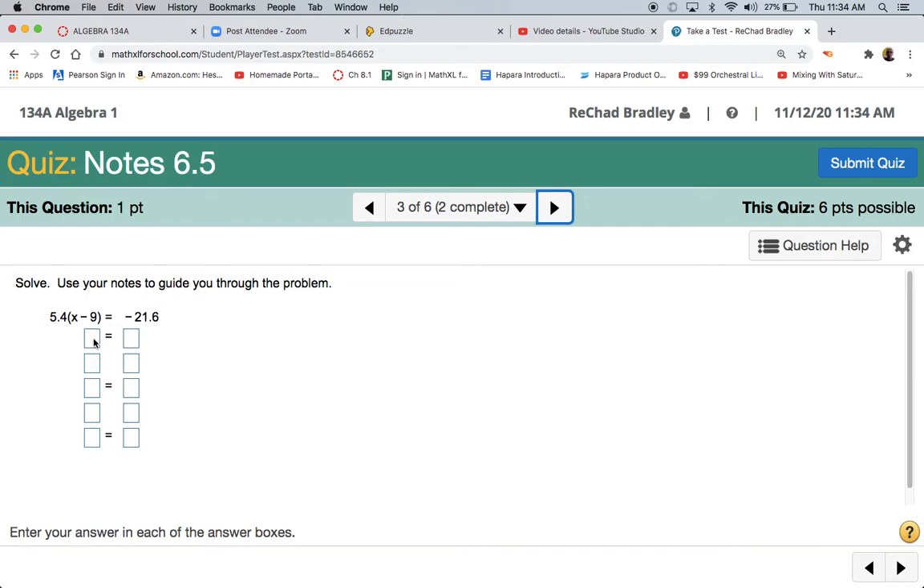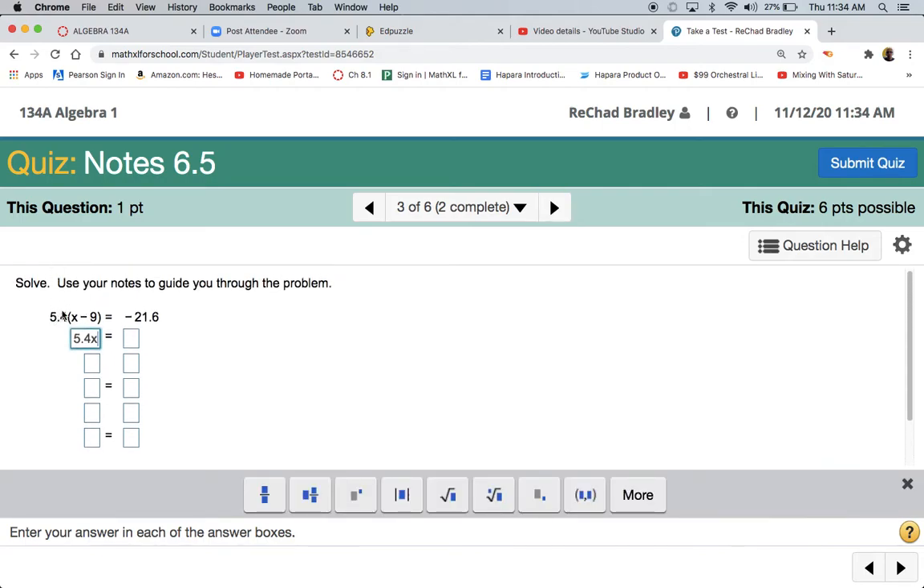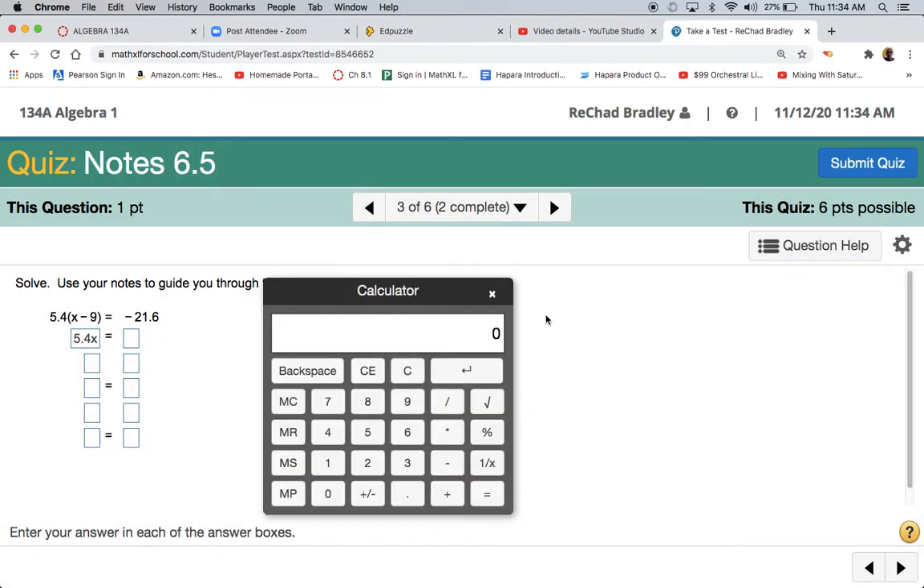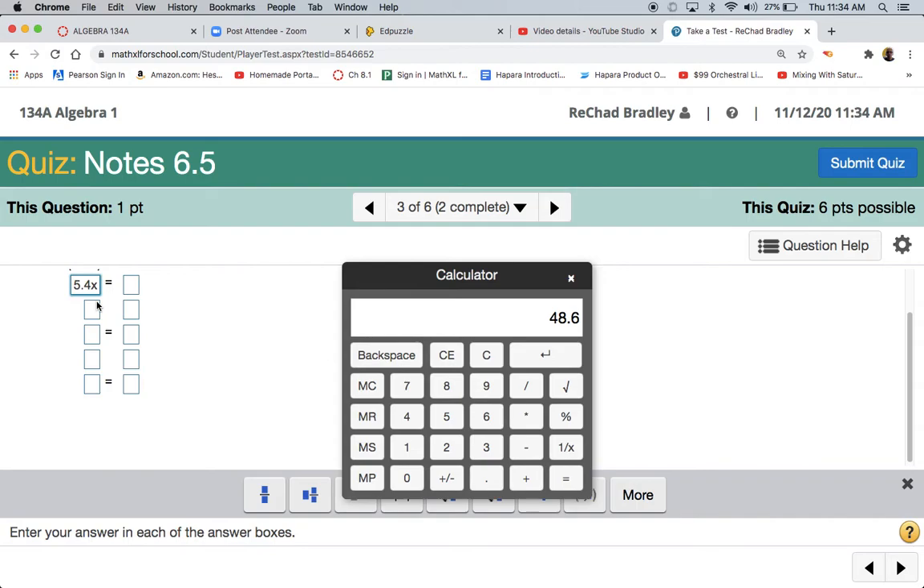Oh, I like the negative stuff. So here we have 5.4 times x minus 9. This times that is going to be 5.4x. 5.4 times negative 9. Let's see, that's 45. That's 36. That's 48.6. Let's see. 48.6 was my guess. There we go. And because that 9 is negative, it would be a negative 48.6.